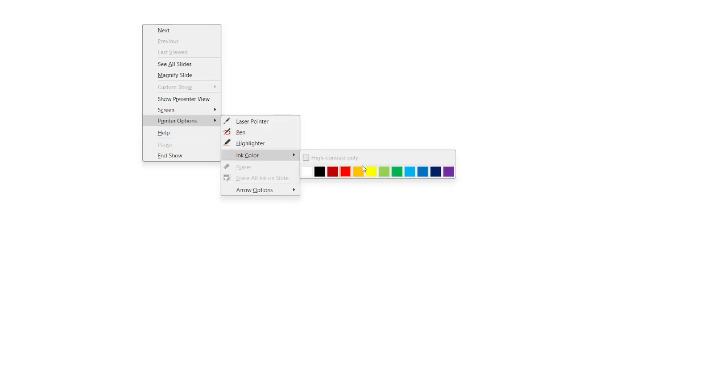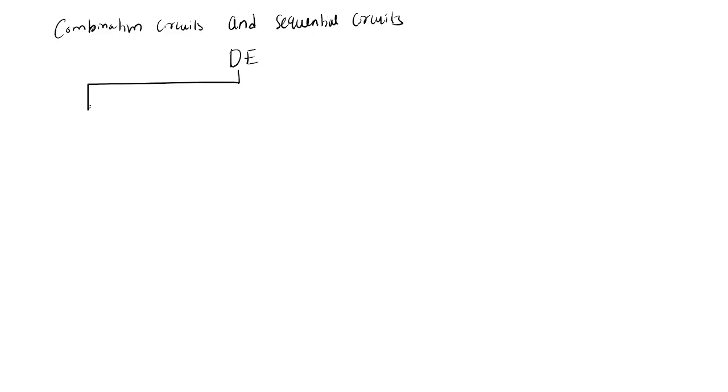Today we'll discuss the introduction to combinational circuits. Basically, in digital electronics there are two types: combinational circuits and sequential circuits.